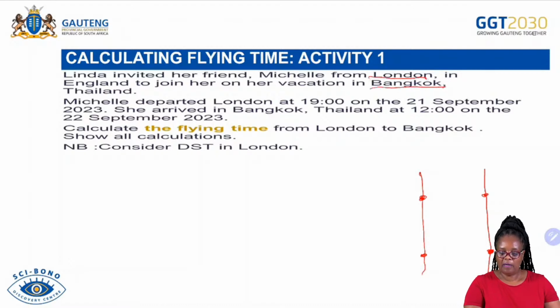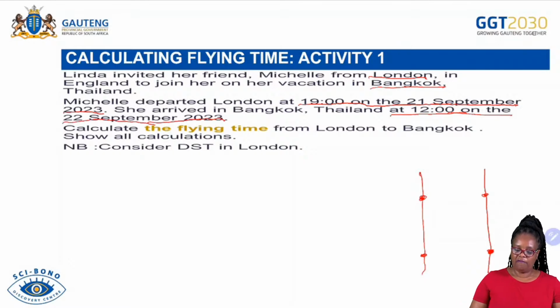Michelle is from London. Michelle departed London at 1900 hours on the 21st of September, 2023. She arrived in Bangkok, Thailand at 12 o'clock. When? 22nd September. Here's the question. Calculate the flying time from London to Bangkok.